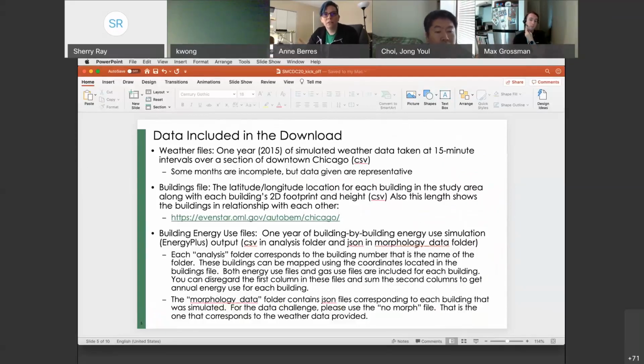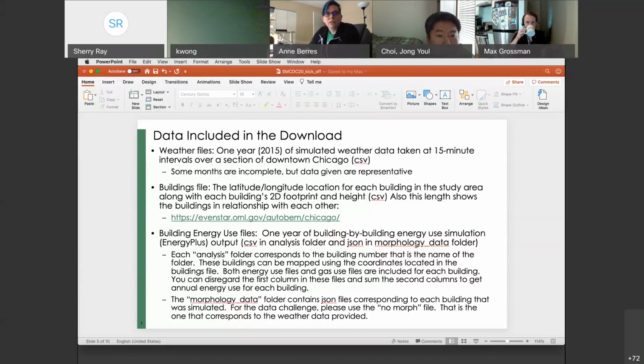The data set contains weather files for a full year at 15-minute intervals. That is simulated weather data. If I'm not mistaken, it's from WRF, a climate simulation. We have the building geometry, or at least the building location. It's a 2D geometry plus height, so it's not quite a 3D building, but pretty close. So you know where the buildings are, how tall they are, what they roughly look like. And then we also provide building energy use output from EnergyPlus, which is, I think, more or less state-of-the-art building energy simulation.